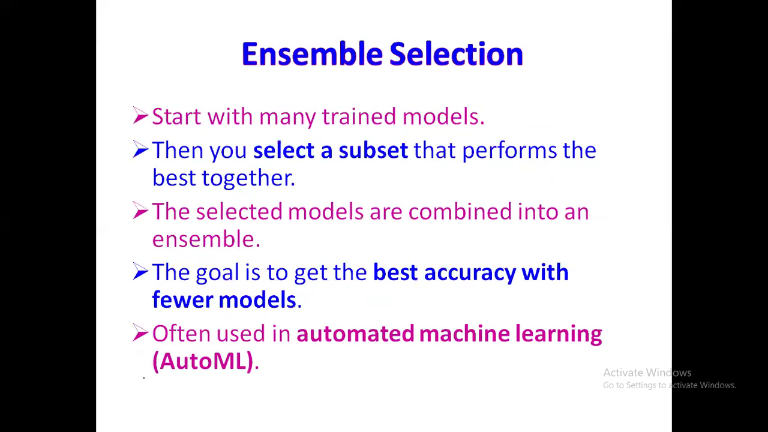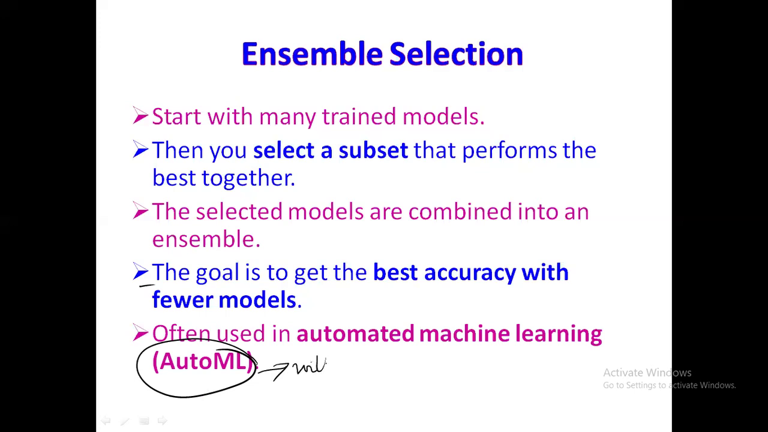Next, ensemble selection. Ensemble selection is a process where a large pool of trained models is evaluated and only a subset that performs well together is chosen to form the final ensemble. The goal is to balance performance and model complexity by selecting models that complement each other, resulting in improved accuracy with fewer components. This approach is often automated and is widely used in AutoML, automated machine learning, systems to find the best performing combination of models without manual tuning.